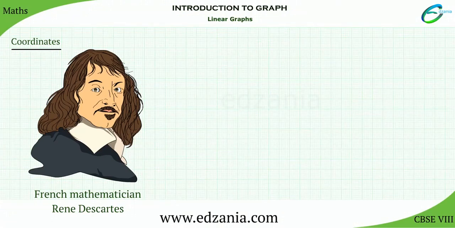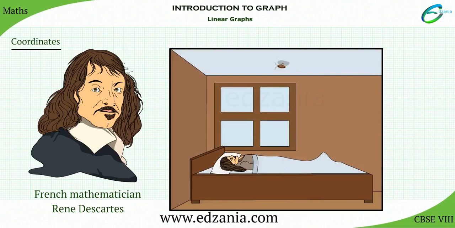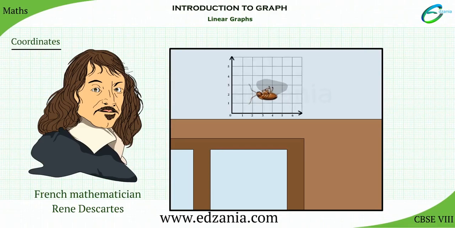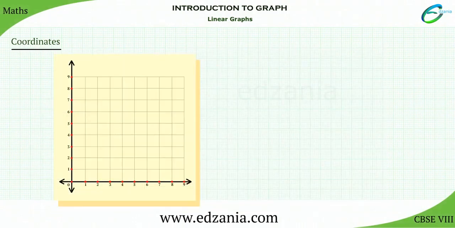There is an interesting story about how he found this system. Once when René Descartes was lying on his bed and watching the ceiling, he saw an insect. He tried to find the exact position of the insect on the ceiling. Then he found the coordinate system which was named Cartesian coordinate system. How to plot the points on a Cartesian plane? Let us learn about that now.